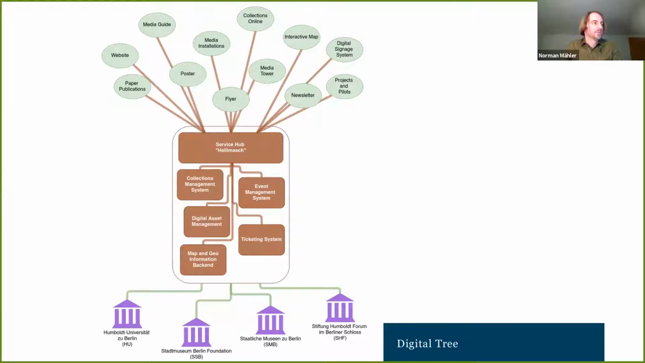And all the data goes into our software we are building ourselves, which is a service hub called Hallimasch, which is the German word for honey fungus. From there, the information goes into all the branches of the tree and, of course, into the leaves, which are the output points like websites and flyers and the media tower you saw on the slide before, newsletters, digital signage, and collections online, and so on and so on.